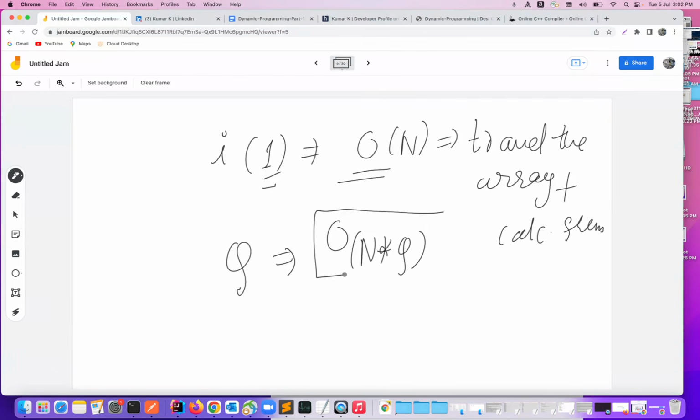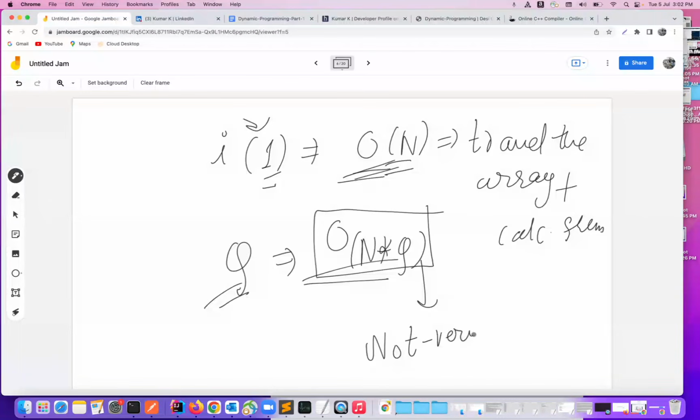Now this is a very large time complexity. For one query we need O of n time, but for q queries we need O of n into q times. It means that for each query we will have to run a for loop. Every time we run a for loop we need O of n time in worst case. So total time needed will be O of n into q. This is not very efficient. But this is one way to solve the problem.